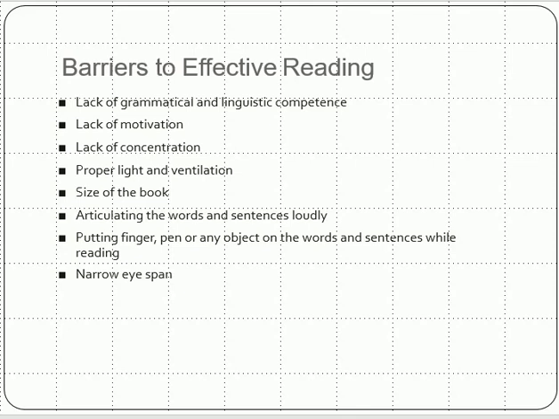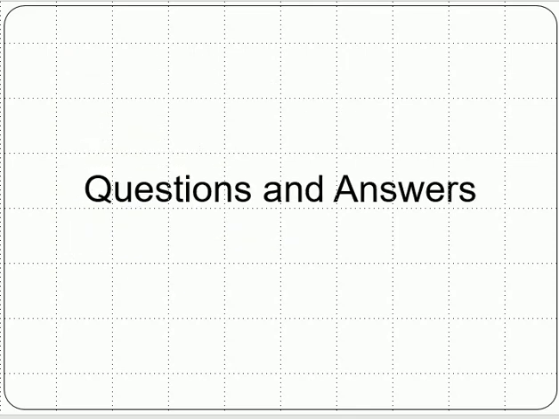Sometimes you have to articulate the words and sentences loudly, putting a finger, pen or any object on the words and sentences while reading. Narrow eye span. These are the barriers that we usually face while acquiring effective reading. So this is all about reading skills. If you have any question, you can ask me.